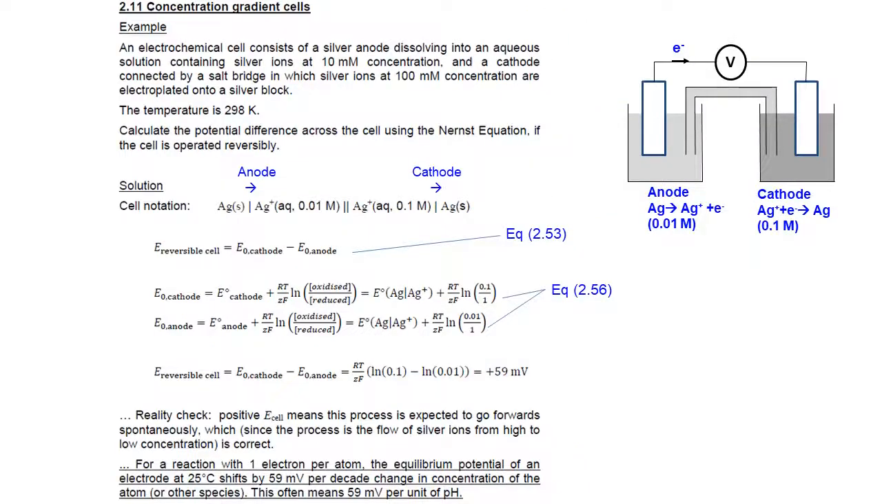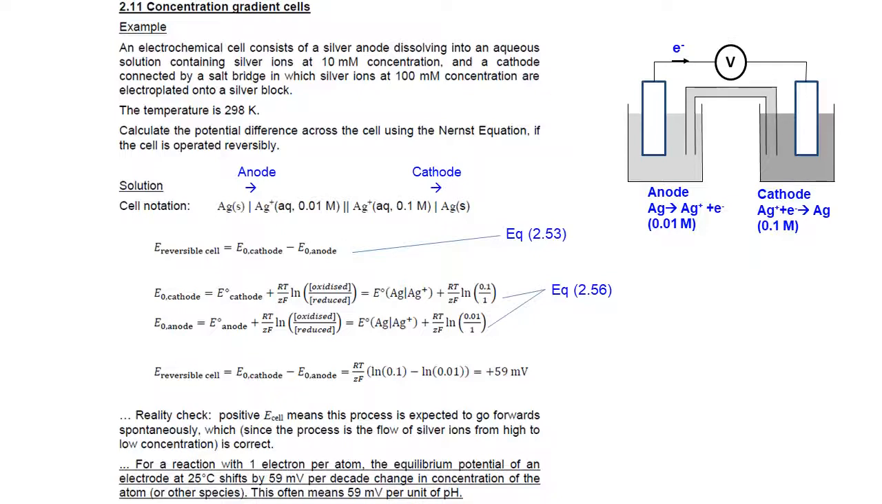Page 18, section 2.11 is an example of using the Nernst equation to calculate the reversible cell potential difference of something called a concentration cell. The example question is this. It says, an electrochemical cell consists of a silver metal foil anode, dissolving into an aqueous solution which contains dilute silver ions at 10 millimolar concentration.